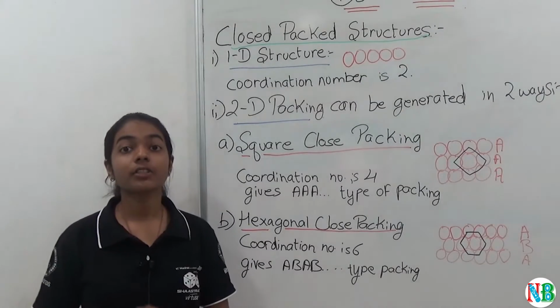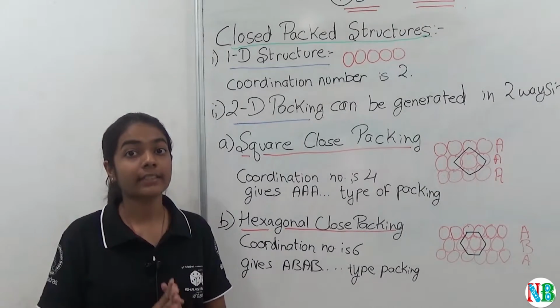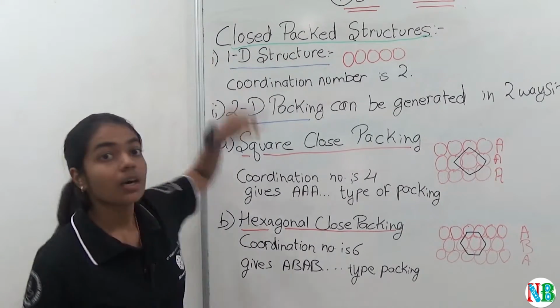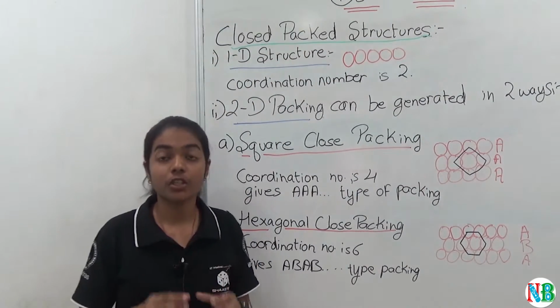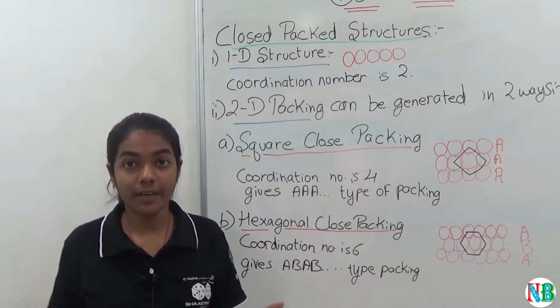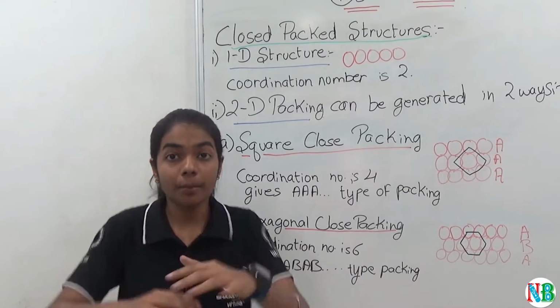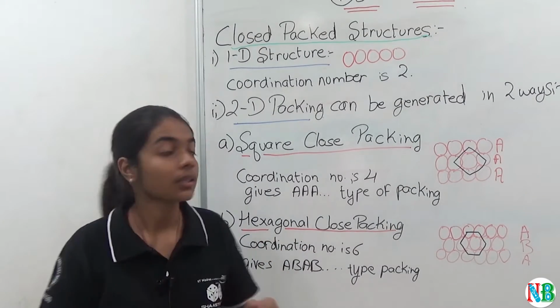Now we will start with the new topic of solid state, that is close packed structure. 1D structure is a simple structure in which atoms are arranged side by side. Its coordination number is 2. Coordination number is defined by the number of atoms surrounding that atom.